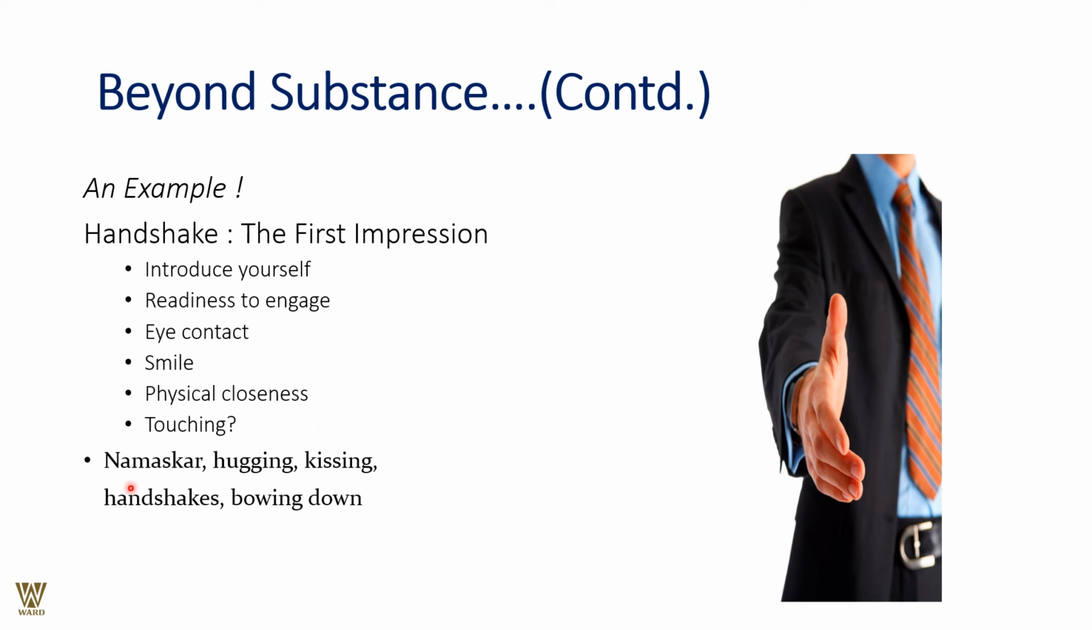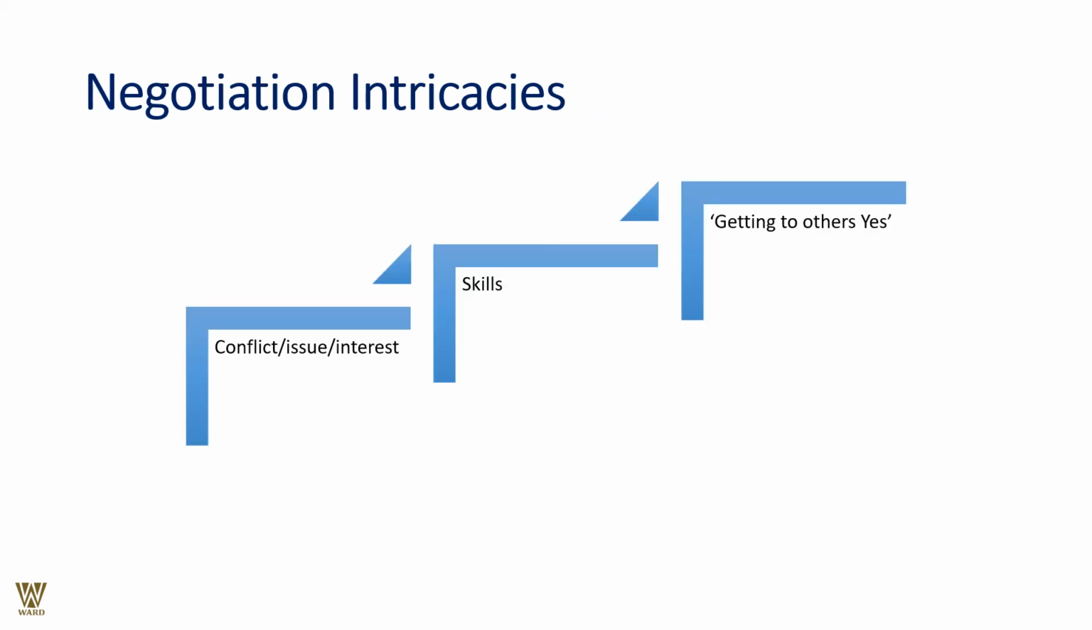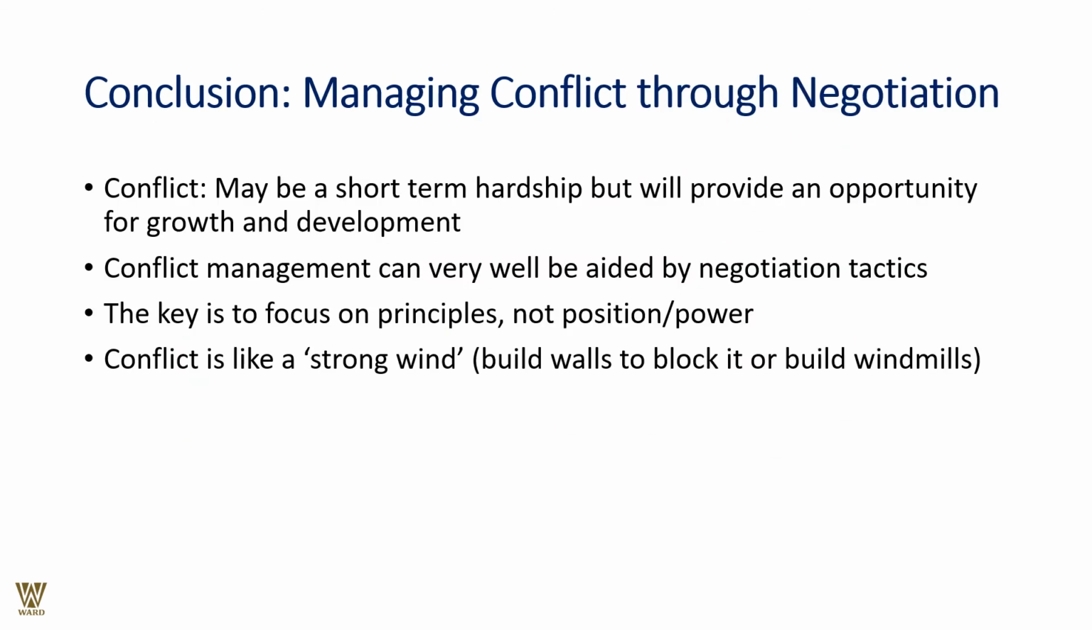Certain cultures say namaskara, hugging, kissing, handshake, bowing down. Whatever the culture permits, please go ahead and do it. Be it handshaking, cheek kissing, hugging, saying namaskara or bowing down, as the case might be. Remember, negotiation intricacies are all about conflict, issues and interests. Negotiation intricacies are all about skills, getting the other person to say yes.